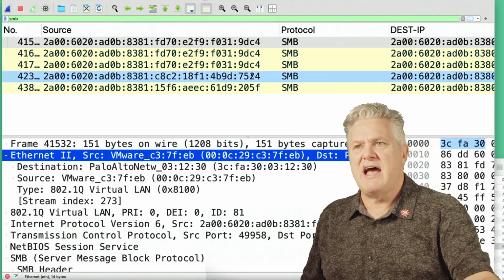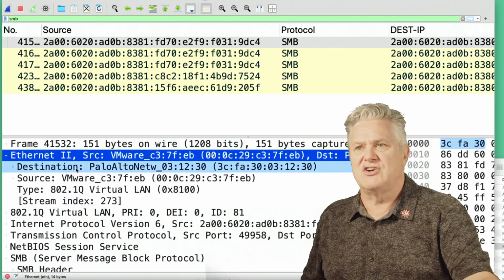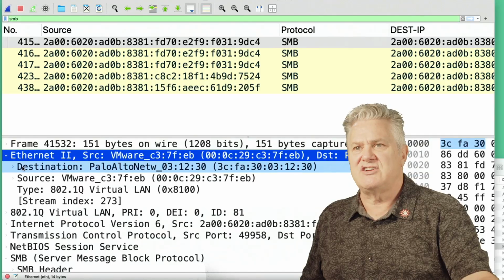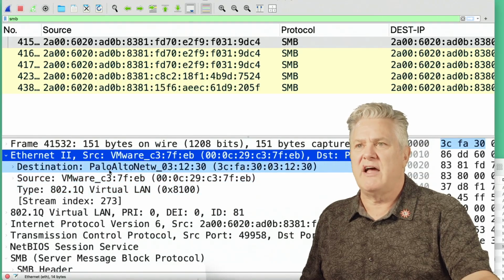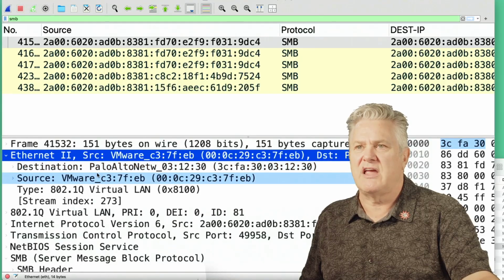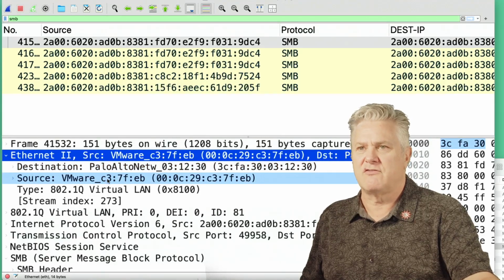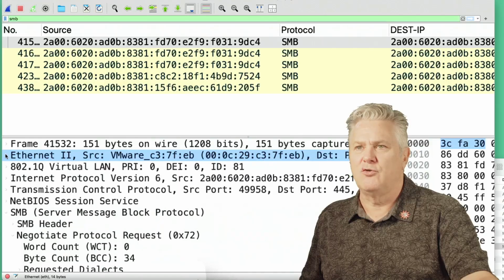So you can see that we have both a source and destination address here. You can see the destination is there, and you can see the source is there. We can say, oh, this is a VMware client, this is a Palo Alto network, that have communicated back and forth for server message block. That's our layer 2 protocol.